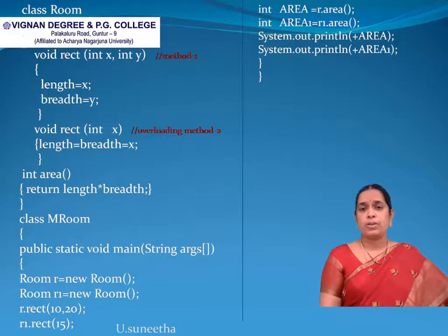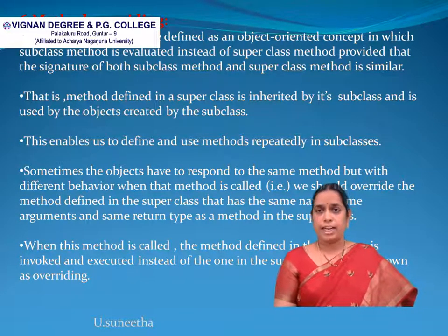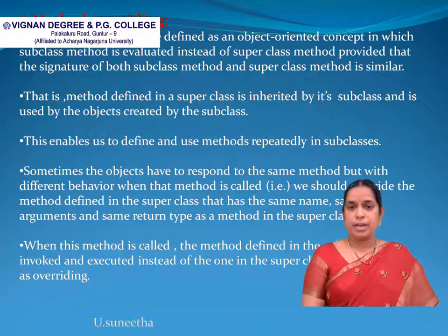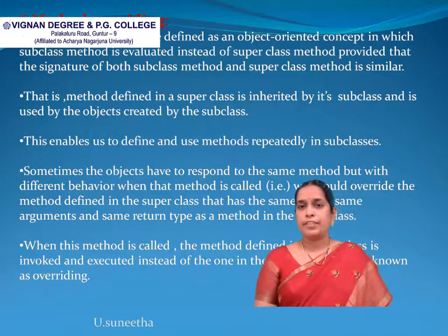Next, moving on to method overriding. First of all, what is method overriding? Method overriding means the subclass method will override the superclass method, provided both the methods have the same signature. So, the subclass will have two same methods. The first one is the inherited method and the second one is the subclass method.